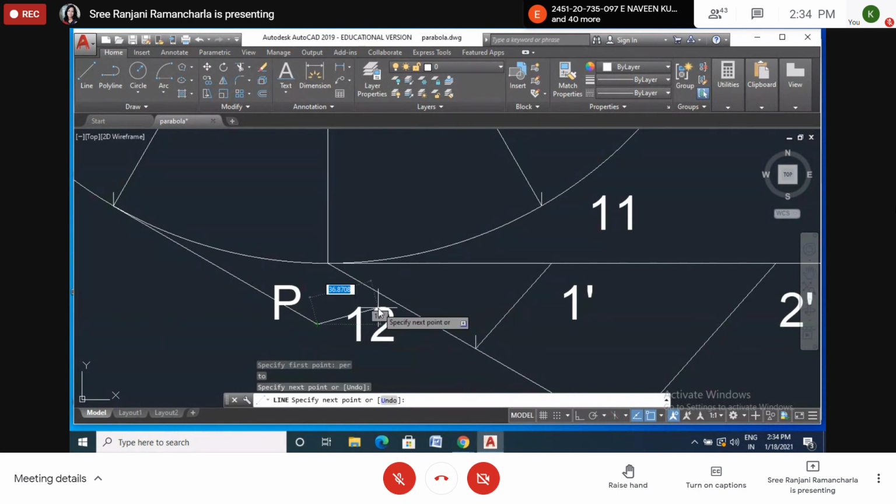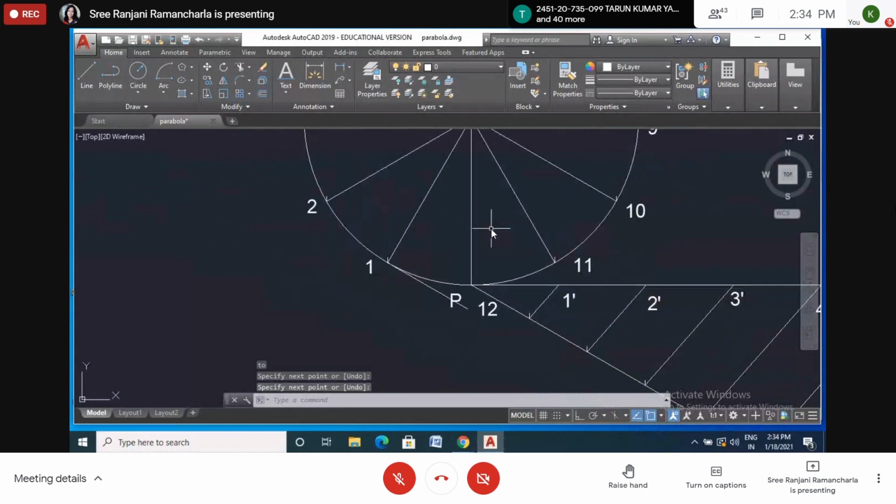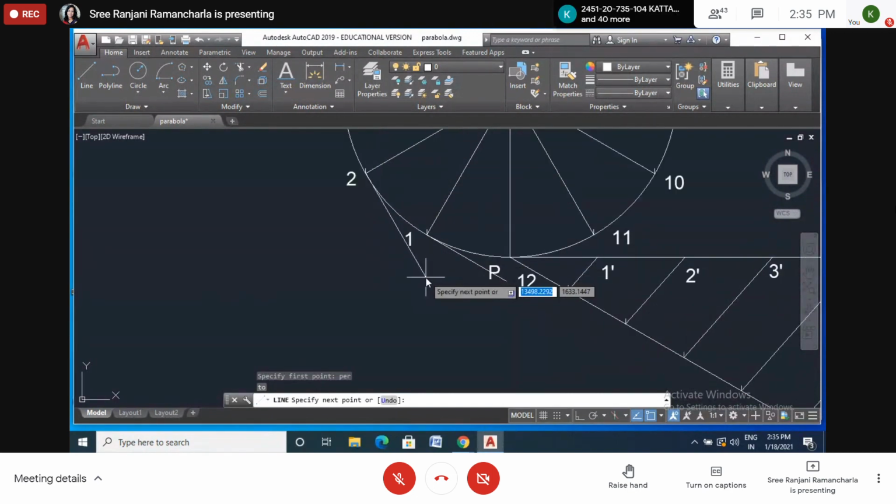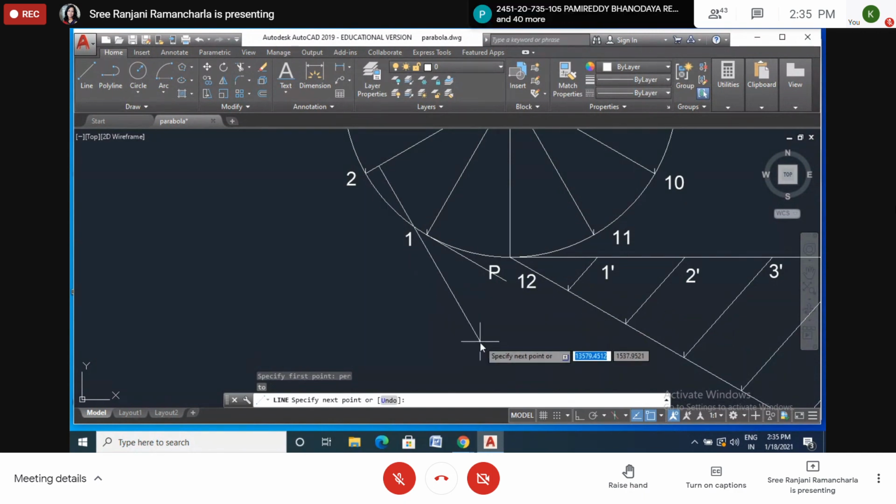Yes, I draw. Now draw one more perpendicular line to this line also, approximately equal to how many times this length? Ma'am, once please repeat it.